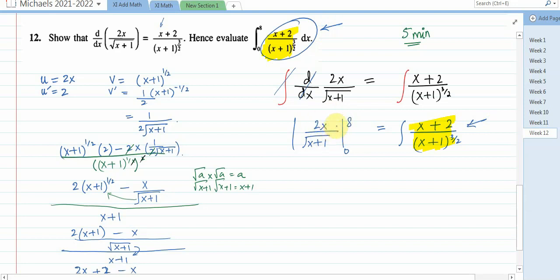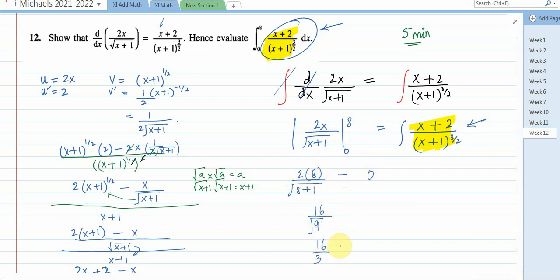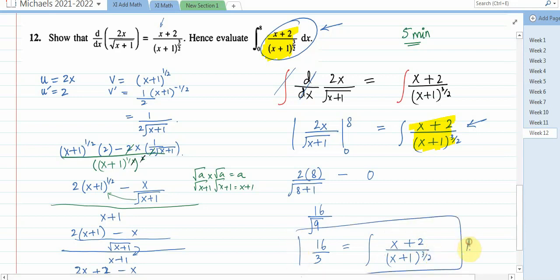Alright, so the upper limit is 8, so it's 2 times 8 divided by under root 8 plus 1. Upper limit minus lower limit, where the lower limit is 0, because 0 in the numerator will make the whole fraction 0. So now it's 2 eights are 16 divided by 8 plus 1 is 9, which equals 16 divided by 3. And on my right side we have the integral of x plus 2 divided by (x plus 1) to the power 3 divided by 2. Alright, so I hope that all of you have done it, and that is the final answer of your question.